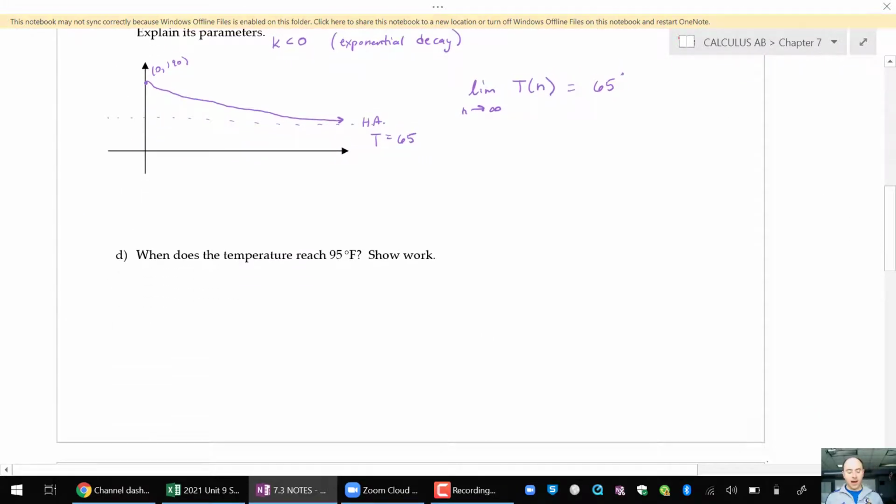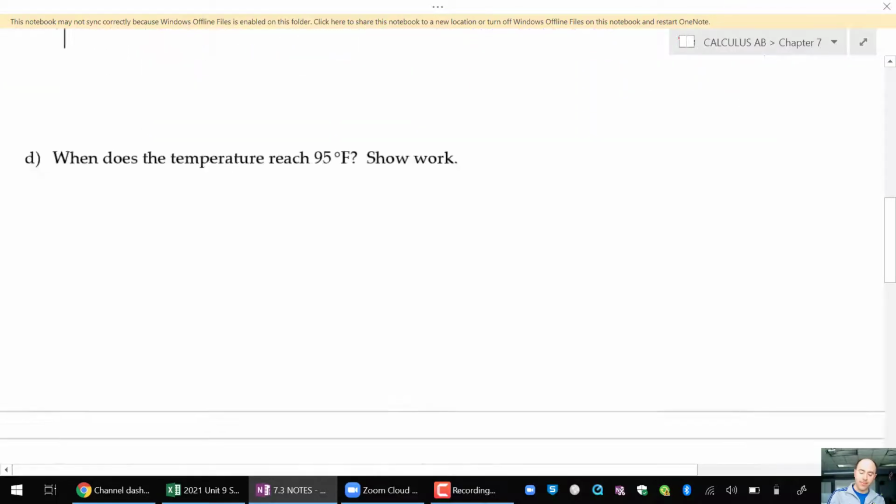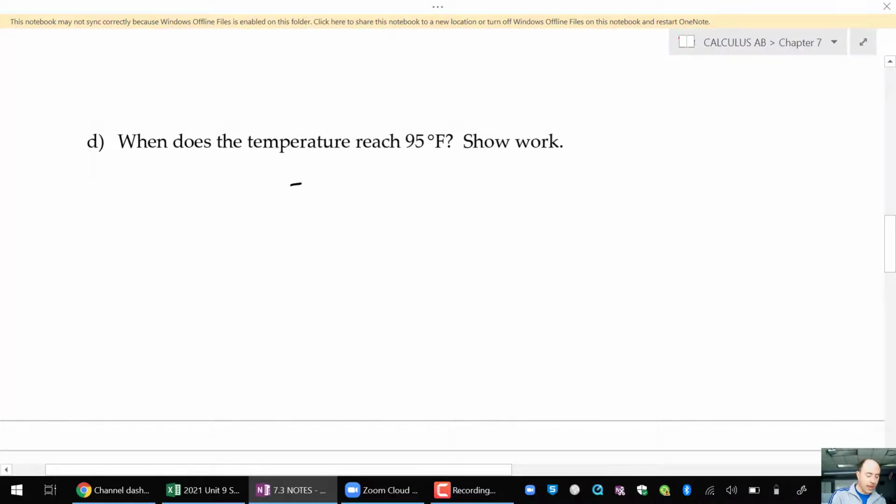And then finally, I'll end with this question here. Letter D says, when does the temperature reach 95 degrees? So I can just go back to my equation, which again was T of n equals 65 plus 125 e to the power of negative 0.137 times n. So I can plug in 95 for t, and we'll solve for n.